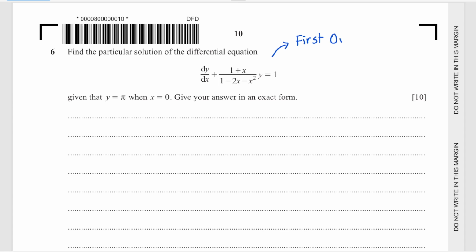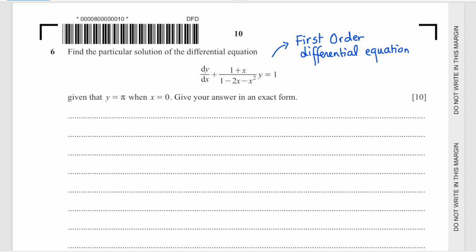Since here we have an equation of the first order and it is linear, I think about an integrating factor. What is an integrating factor? An integrating factor is a function that turns the first order linear differential equation into the derivative of a product. Once I have this derivative of a product, I just integrate to find the solution.